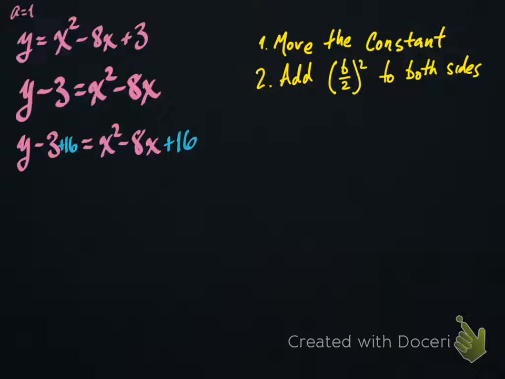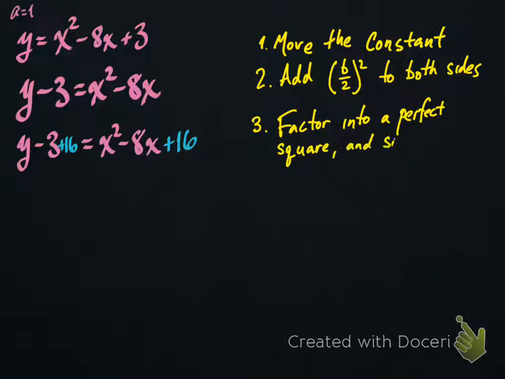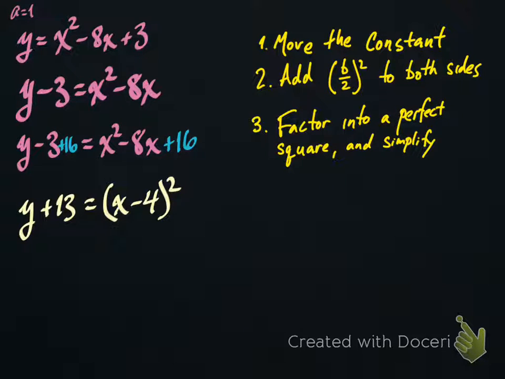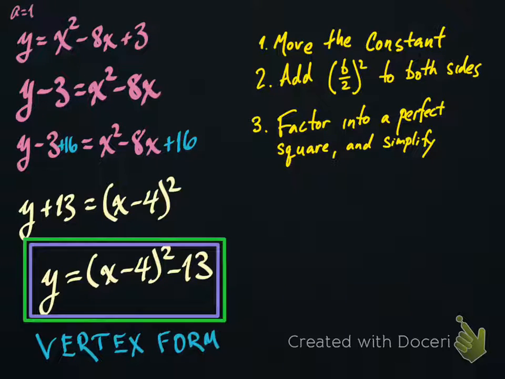After this, if you recall the process of completing the square, all we need to do next is factor the right side into a perfect square binomial, and simplify the equation. That factoring process is really pretty simple in completing the square. It always works out the same way. So your final equation looks like this, and then simplifies down to y equals (x minus 4) squared minus 13. That's what we call vertex form.